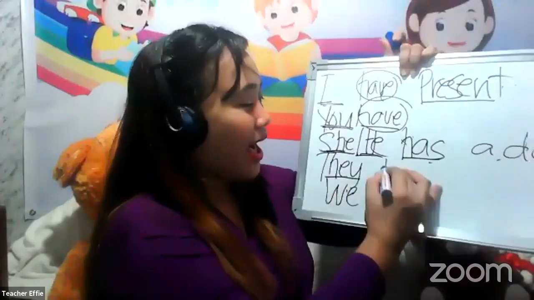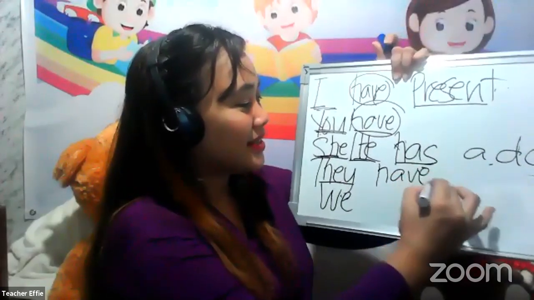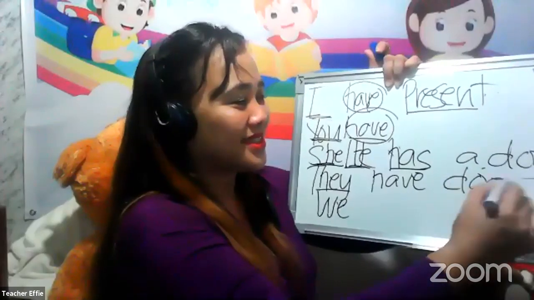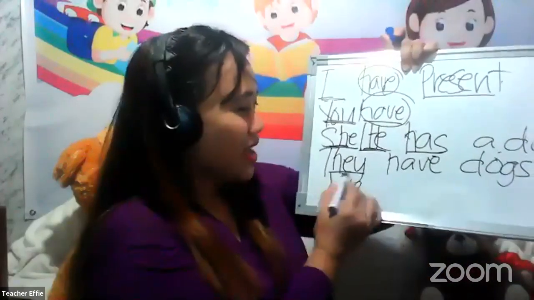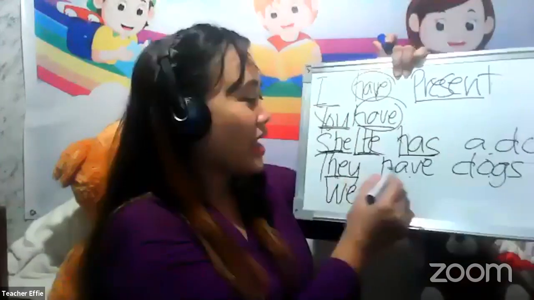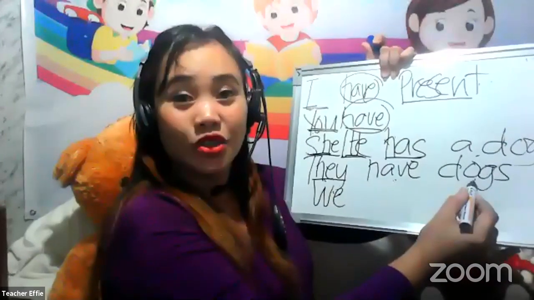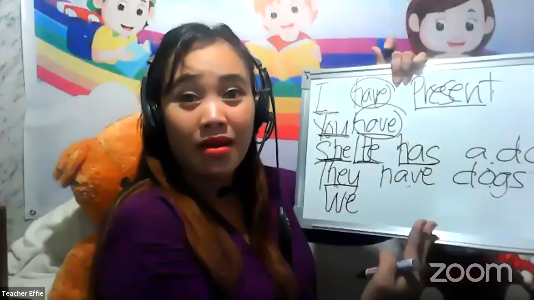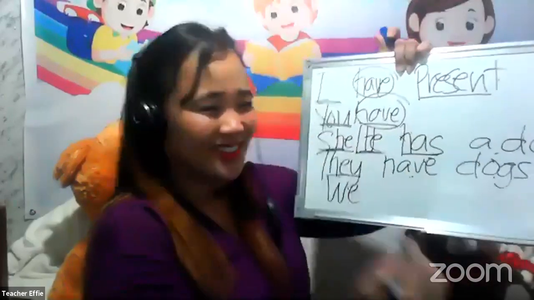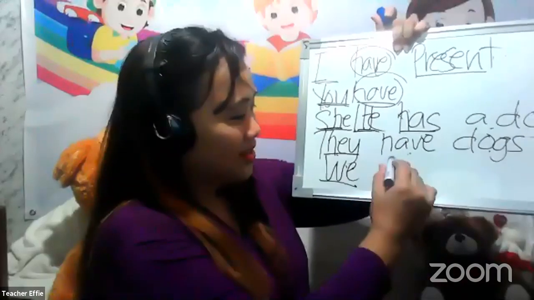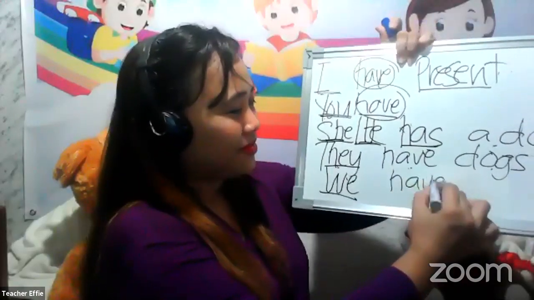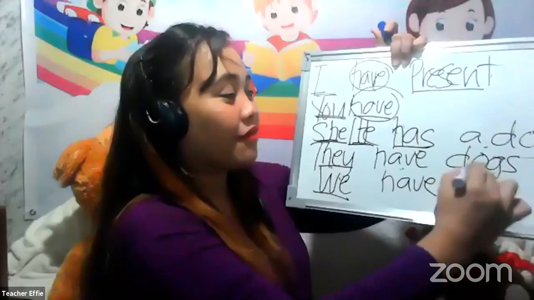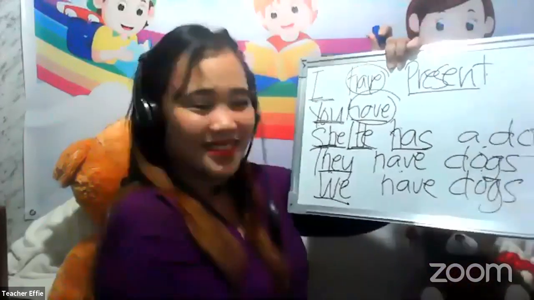They have dogs. Okay? They have dogs. Or they have a dog. Maybe three of them, and they have only one dog. Okay? And then we, plural, have. Okay? We have dogs. We have dogs.